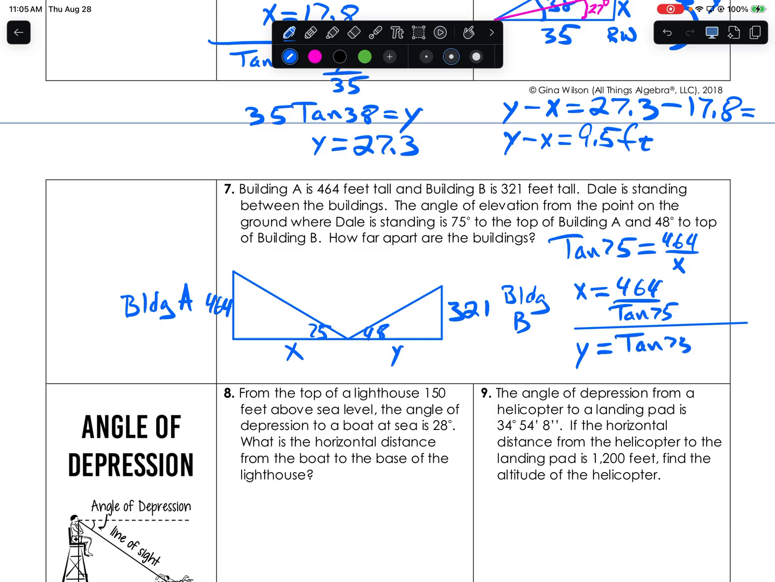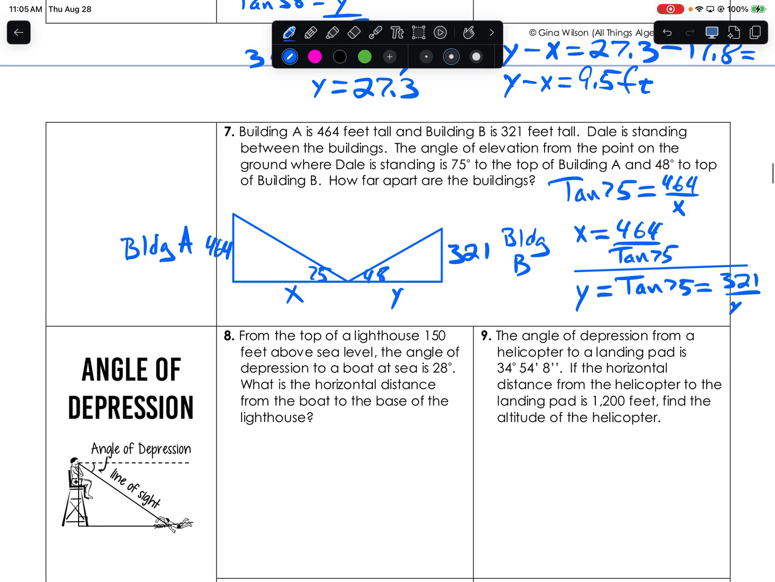And then tan 75 equals 321 over Y. We good? I just wrote it weird. I shouldn't write it like that. That makes more sense. So then we get Y equals 321 divided by tan 75.